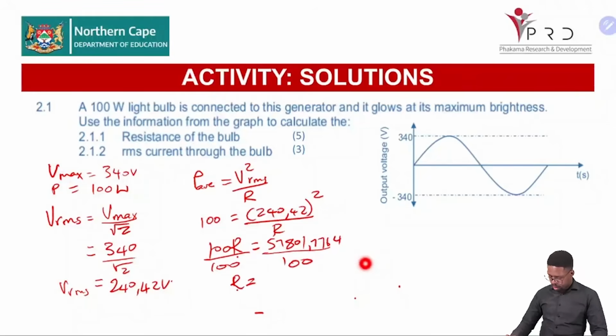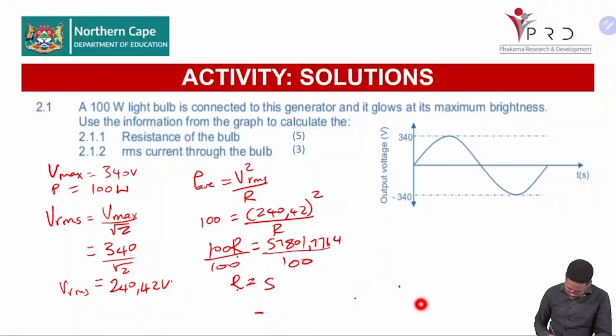Then you divide by 100. Therefore, what is going to be our R? So we're going to say 57,801.7764 divided by 100. Then your answer will be 578.01 ohms.